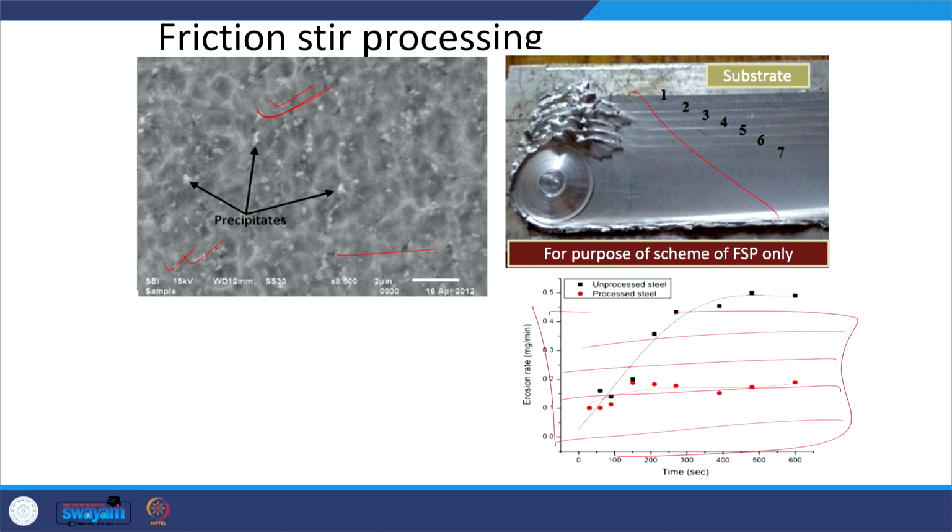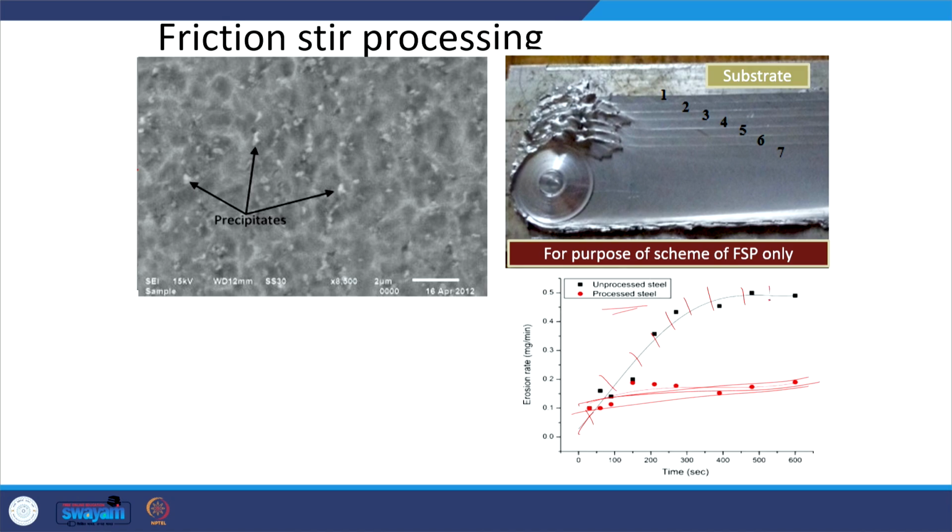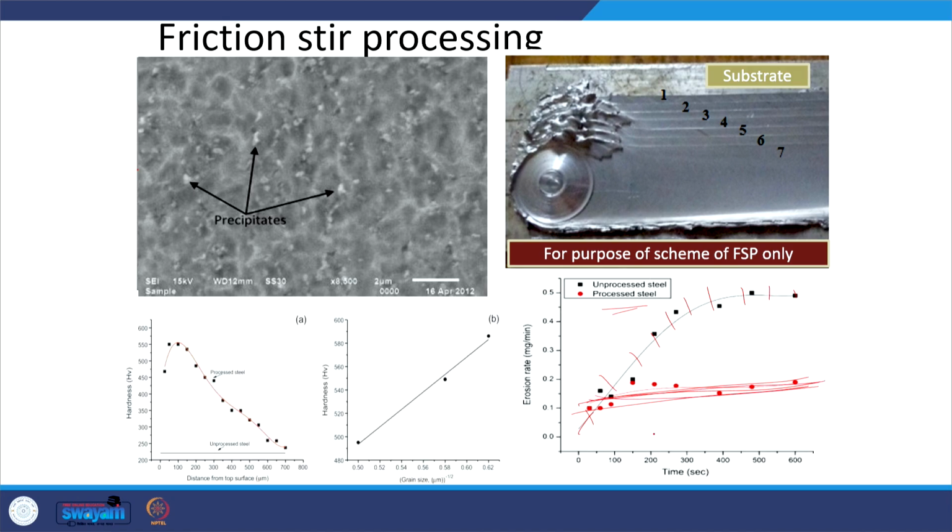So, if we try to see the variation in properties due to the FSP, as far as the FSP of the steel is concerned, because of the improved hardness and surface characteristics and refinement of the grain structure, what we get is that the unprocessed material shows the higher erosion rate, and the FSP reduces the erosion rate significantly.